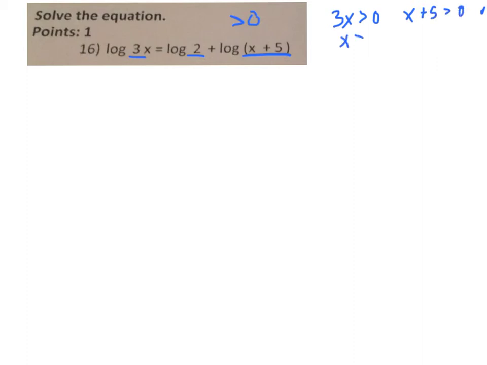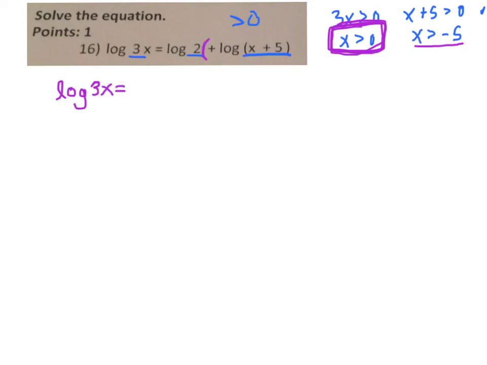Of these two, this first one means x has to be greater than 0. The second one means x has to be greater than -5. Well, which of these two things is more restrictive? This one. There are more numbers if x has to only be greater than -5 than if x has to be greater than 0. So this is the domain of our function. So if we end up with an answer that doesn't fit that, then we'll have to reject it as not really being an answer.